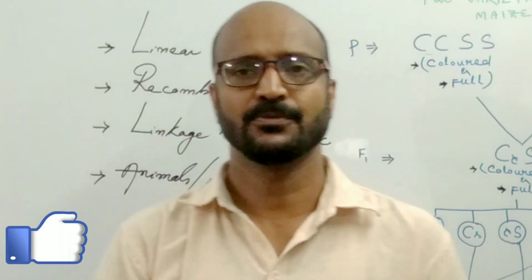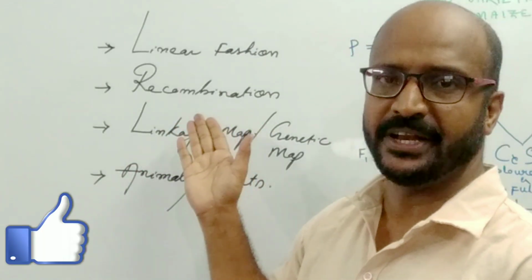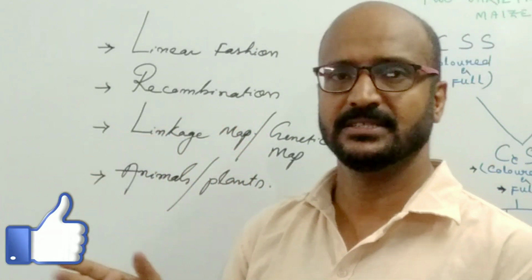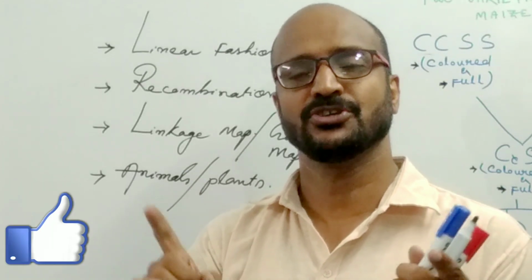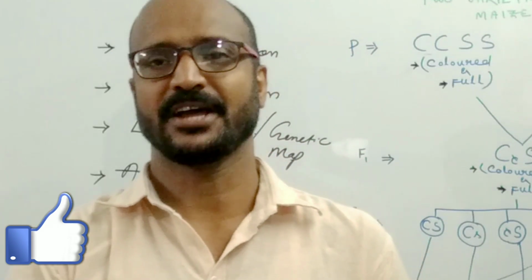What is the definition of crossing over? Crossing over is the process of recombination which takes place by the exchange of non-sister chromatids at the time of gamete formation, at the time of meiosis.